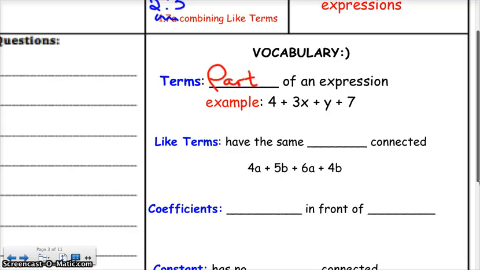The example that I have is 4 plus 3x plus y plus 7. The 4 is a term. The 3x is a term. The y is a term. And the 7 is a term. They are all terms. They're all part of that one statement.